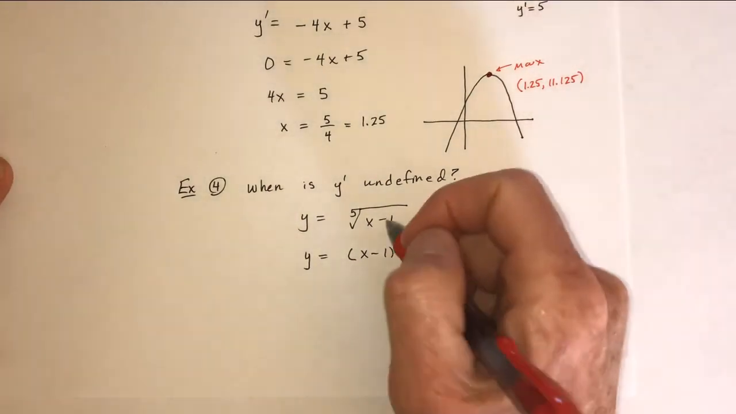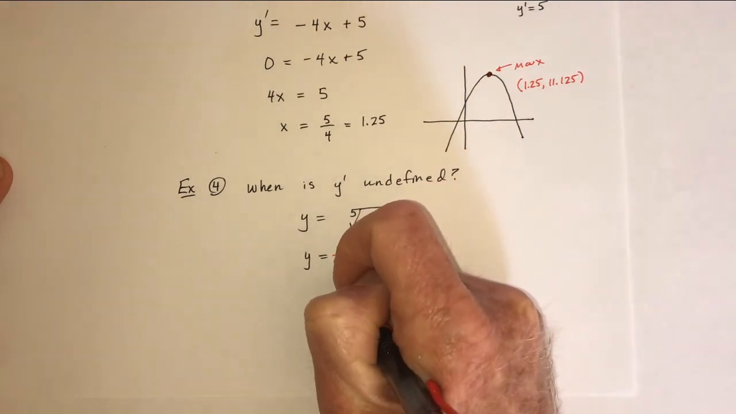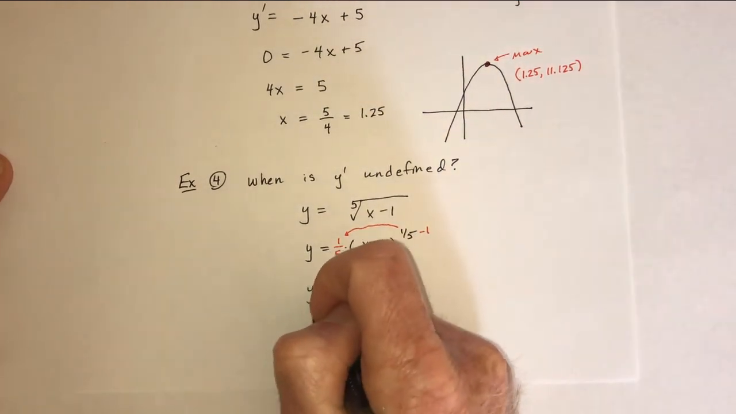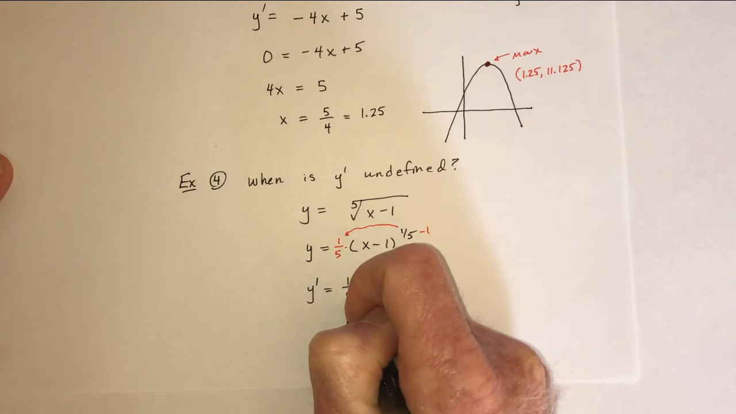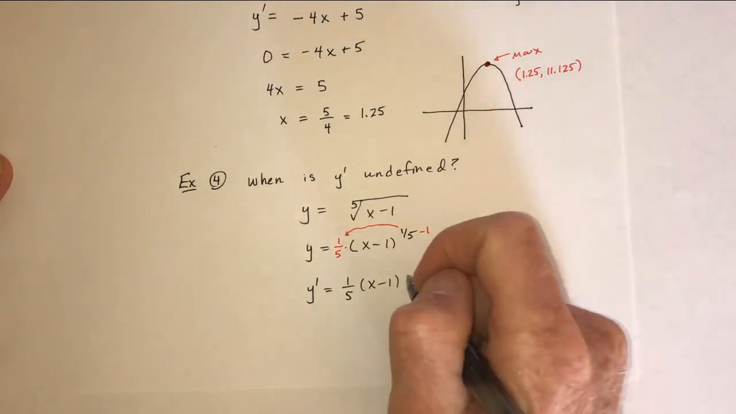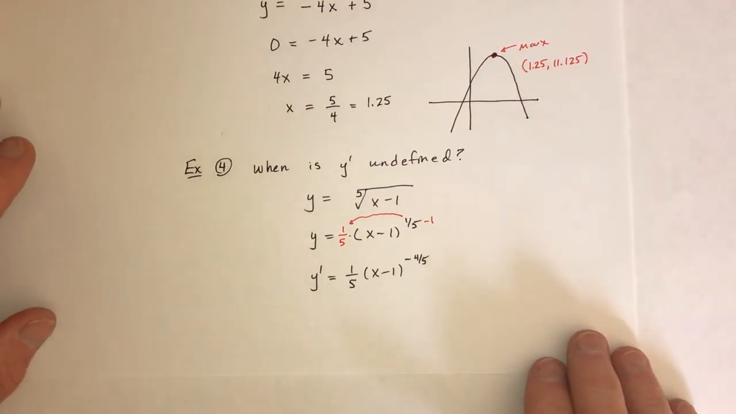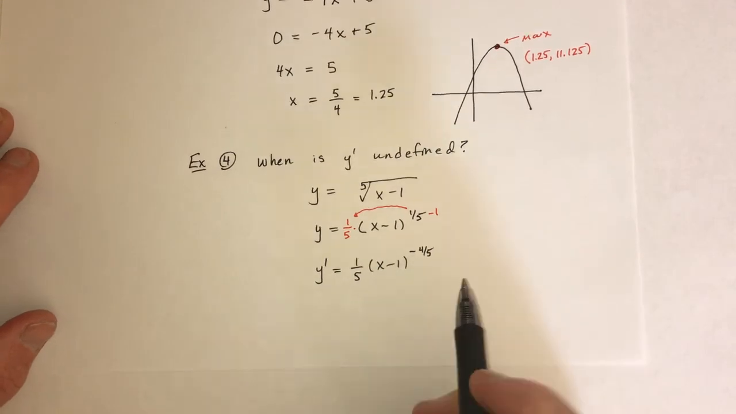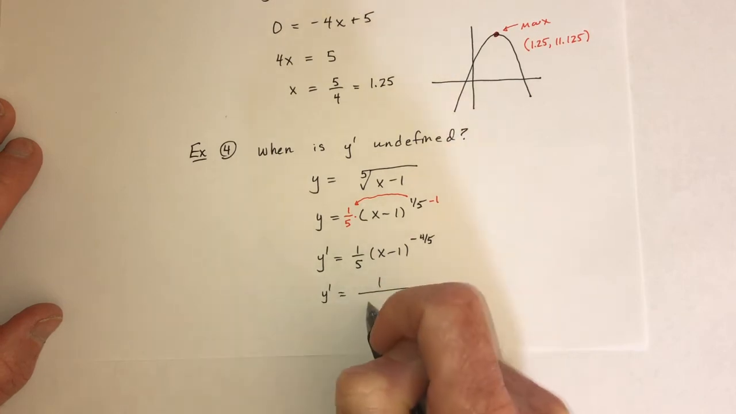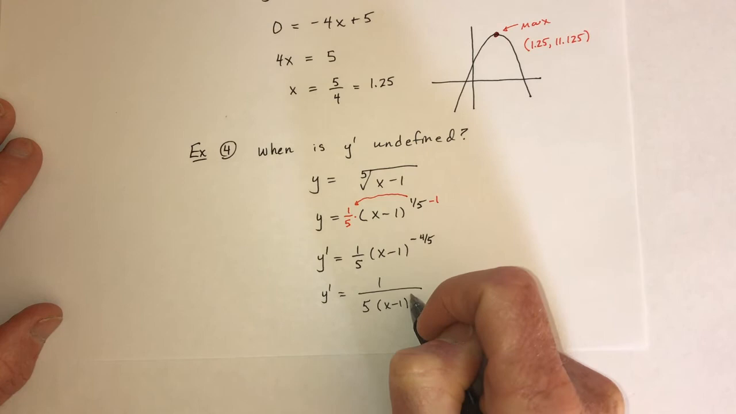And then the power rule. So take this 1/5, bring it down in front and multiply, and then subtract 1. So that'll be 1/5, and then x minus 1 to the 1/5 minus 1, which is negative 4/5. And so now I need to rewrite this so that it doesn't have a negative exponent. So it's going to be y prime equals 1 over 5 and x minus 1 to the 4/5.